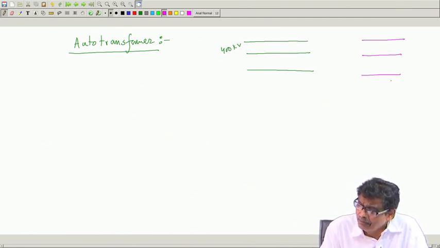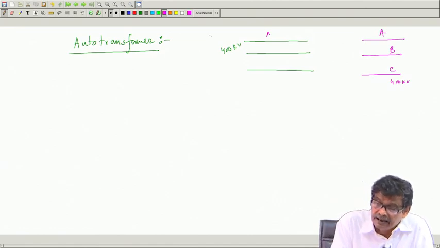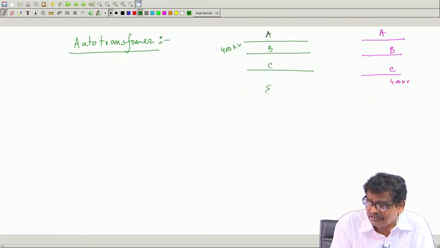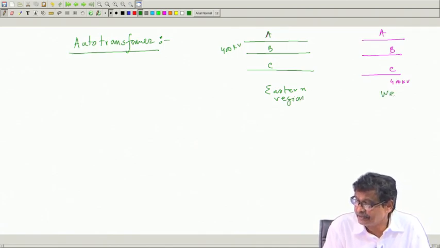Suppose this level of voltage should also be 400 kV, then only these two can be connected. Suppose this is A phase, this is B phase, this is C phase, and these are the corresponding phases here, A, B, C. This is suppose the eastern region grid, this is the western region.